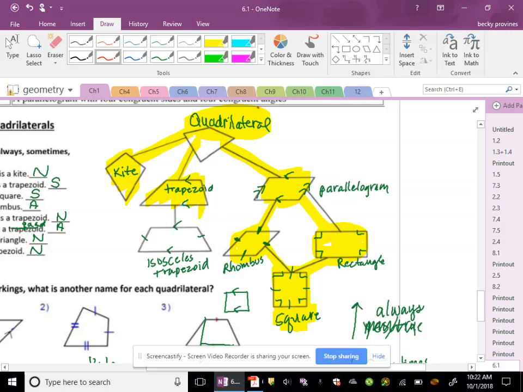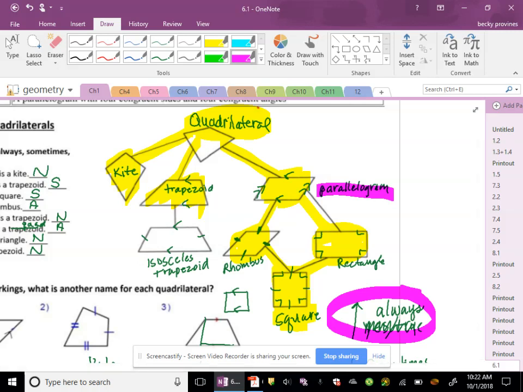If you notice down here at the bottom, I say always and I point up. So whatever the shape is, everything above it is that shape. If I would say, is a parallelogram a square? You would say no, because not all parallelograms are squares, because it could be a rhombus or a rectangle. Because you're going down the tree, it's not always. If you're going up the tree, it's always.